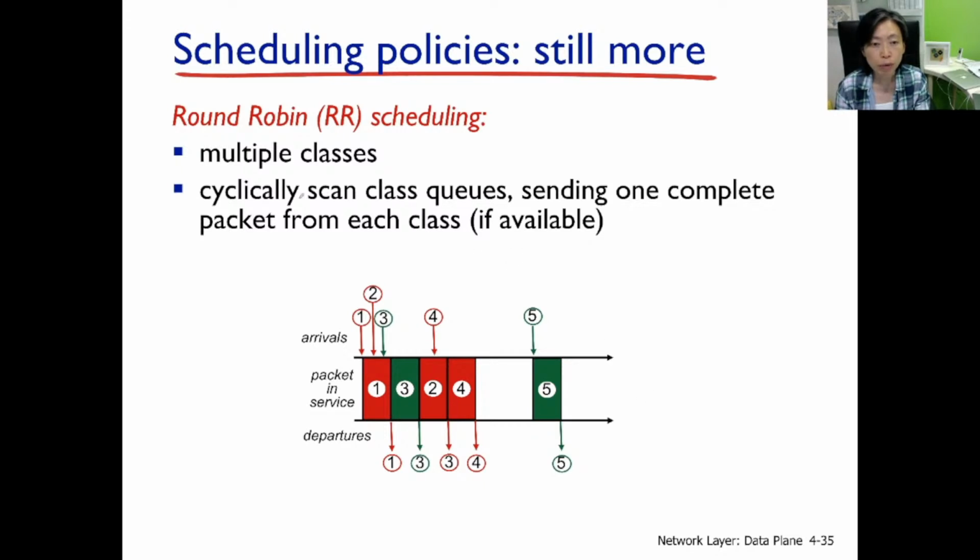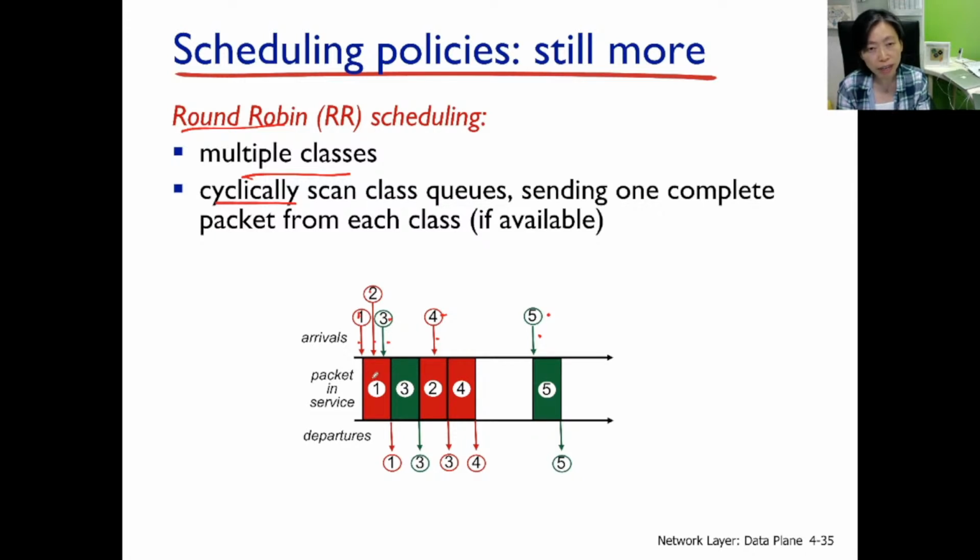Now, if we do round robin, the rotation-based, class-based queuing, we do have multiple classes, but we do this cyclical scan of different class queues and send one at a time. So the same pattern, 1, 2, 3, 4, 5 packets arriving at these points in time. But this time, the second packet is higher priority, the third packet lower priority.